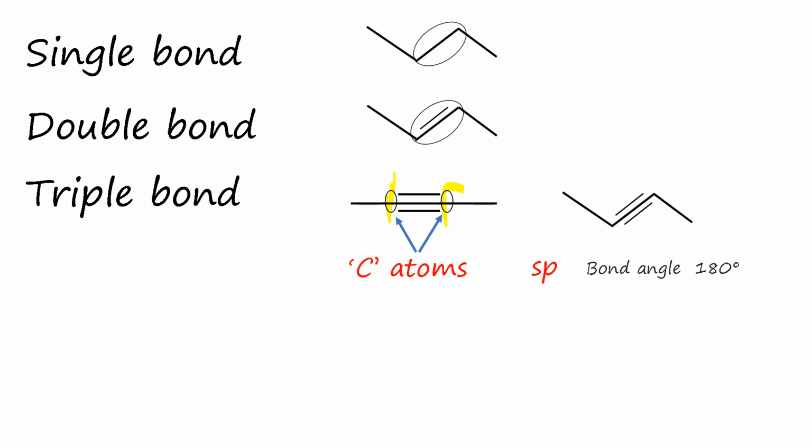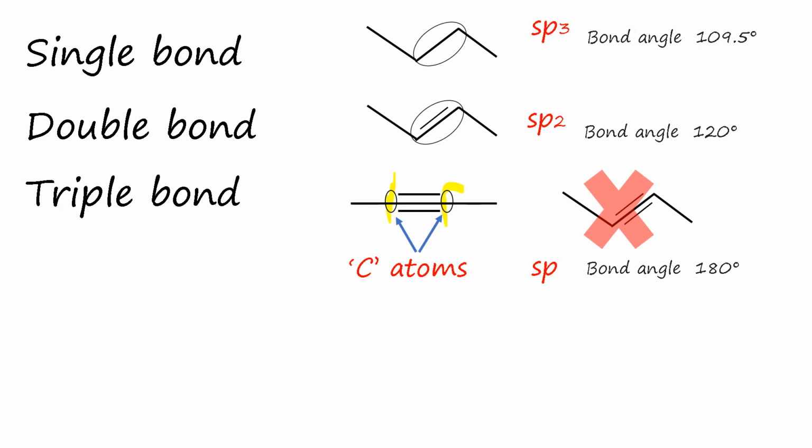So drawing it in the zigzag structure would be wrong because the bond angle between those 2 atoms has to be 180 degrees. Single bonds and double bonds can be drawn in the zigzag format because each of them has an obtuse bond angle. In double bonds we have sp2 hybridized carbons, which have a bond angle of 120 degrees. Also, the carbons in single bonds are sp3 hybridized with a bond angle of 109.5.